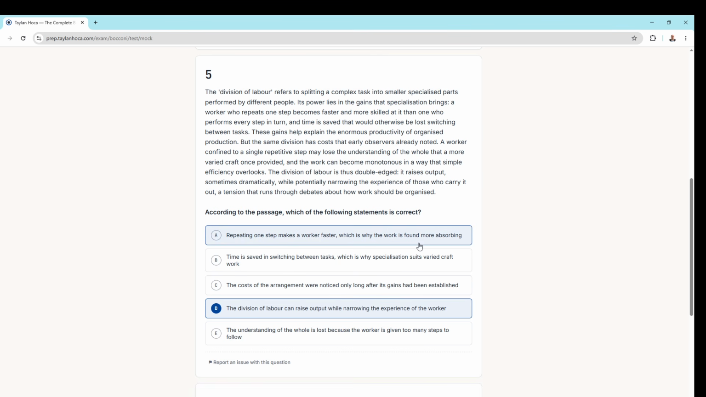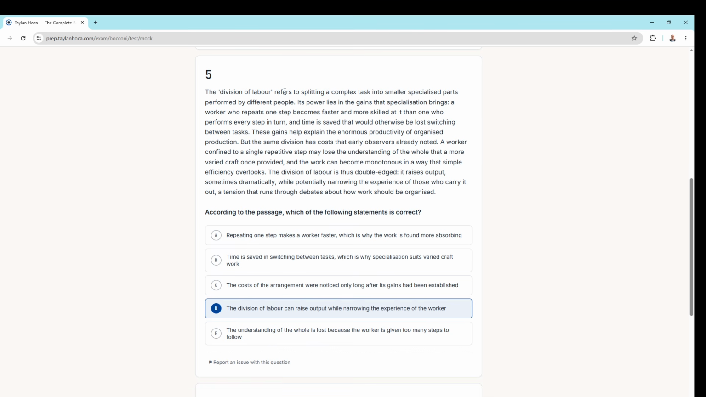Which is why the work is found more absorbing. Repeating one step makes a worker faster, and more skilled. And time is saved there. But same division. Then we have switched to cost. All right. Which is why the work is found more absorbing. I don't understand how absorbing fits here.